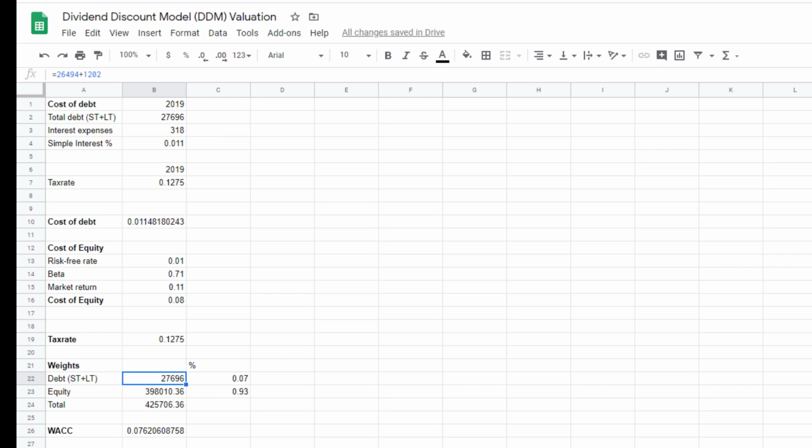So the total capital is 27 billion plus 398 billion, which is 425 billion. And then we can calculate the weight of the debt, and we come up with 7% of debt and 93% of equity. And if you do this right, you will end up with 1, so 100%. So now we have the weights.